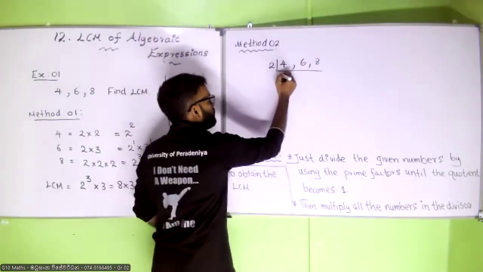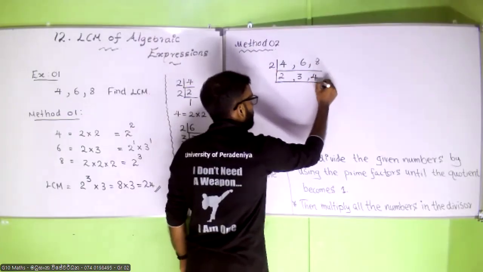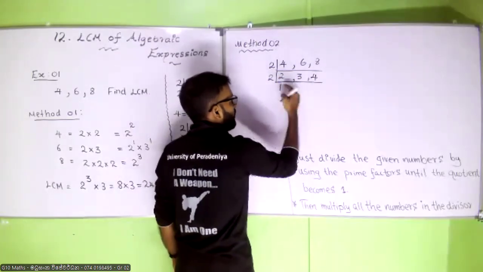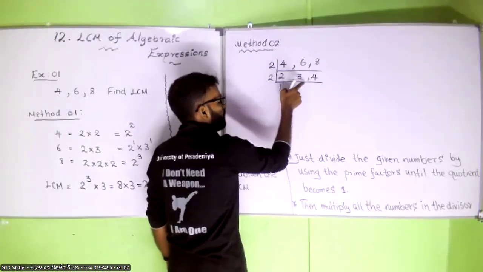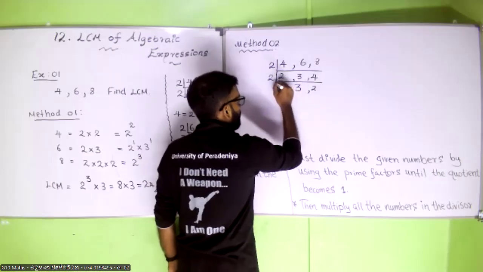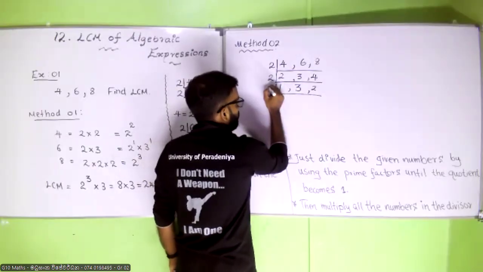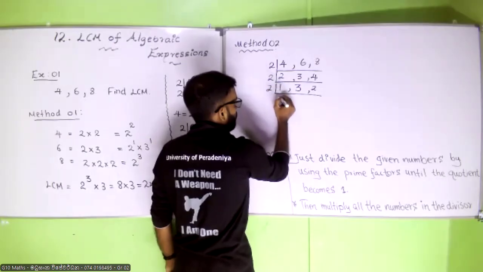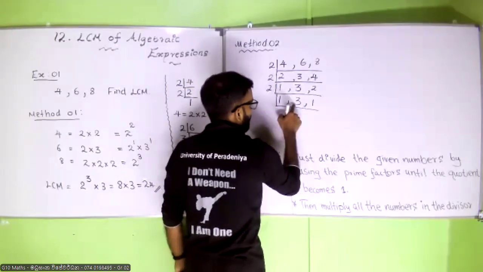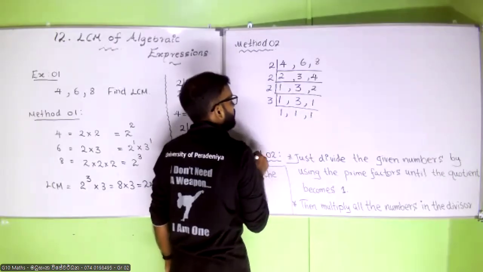So 2 times 2, 2 times 3, 2 times 2. Now here the number 2 again can be divided by 2, giving 1. 3 cannot be divided by 2, so I will write it as it is. 2 times 2 is 4. Until the quotient becomes 1, 1, 1, we have to divide. Here you have 3, here you have 2, so I use 2 again to divide these numbers and get 2 times 1. Then again I have 3 here, so I use 3 to divide. Now I have 1, 1, 1.